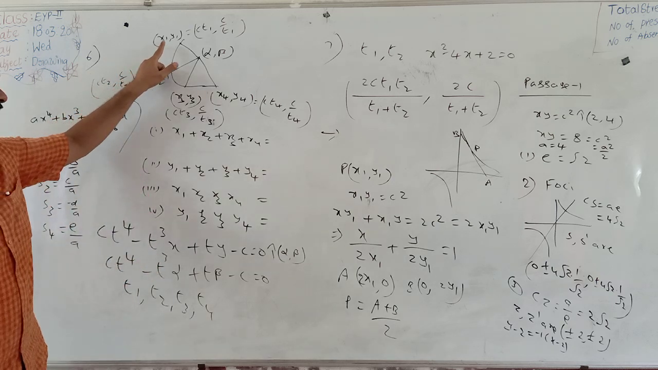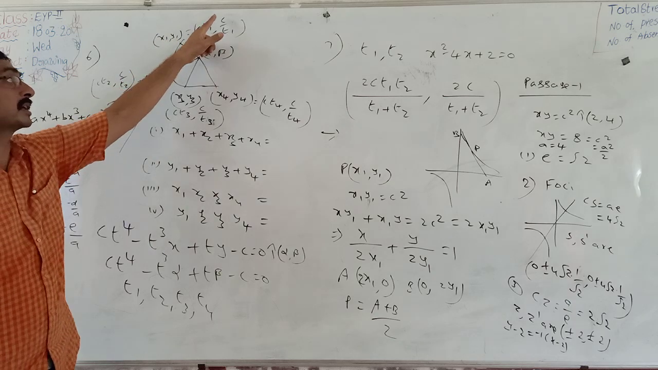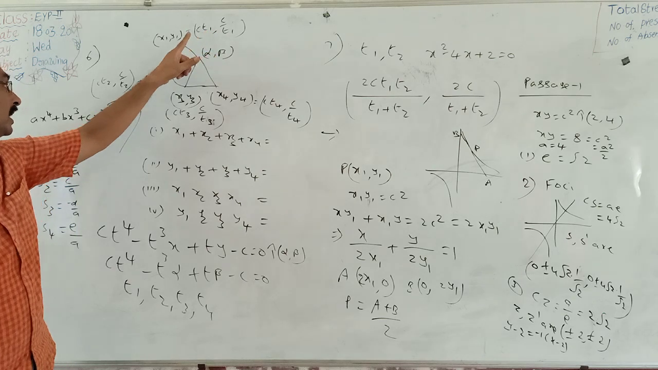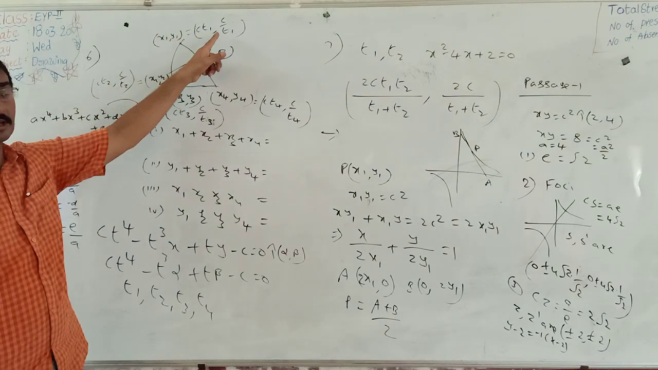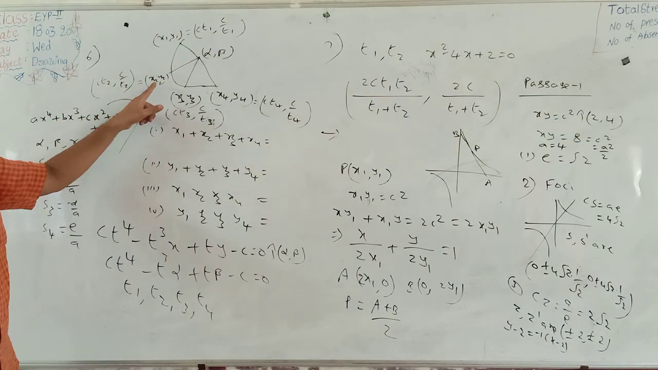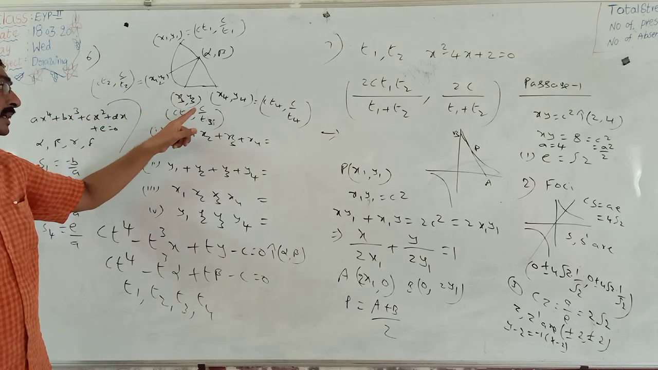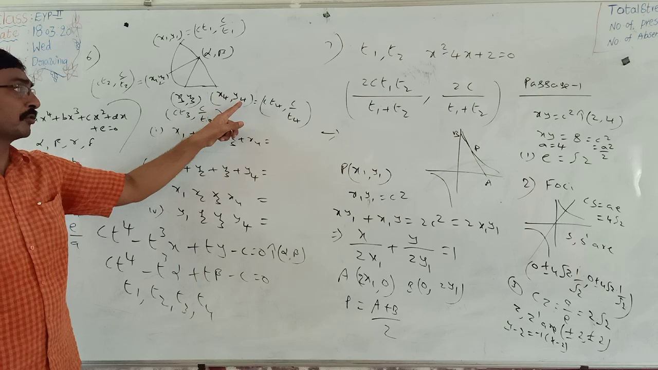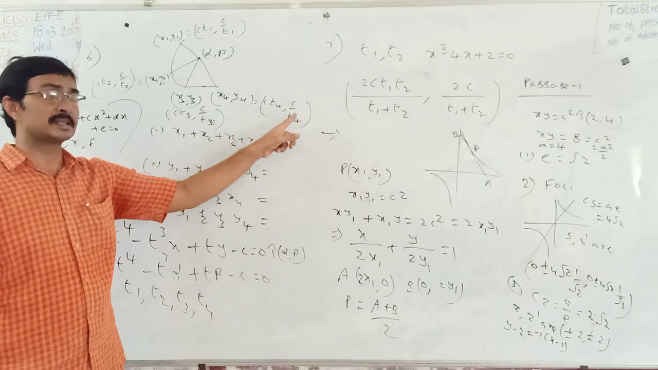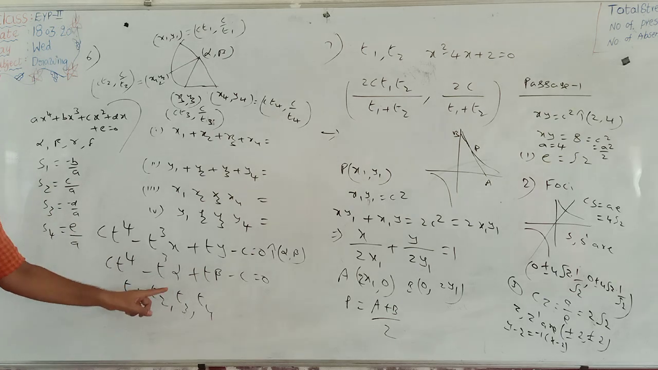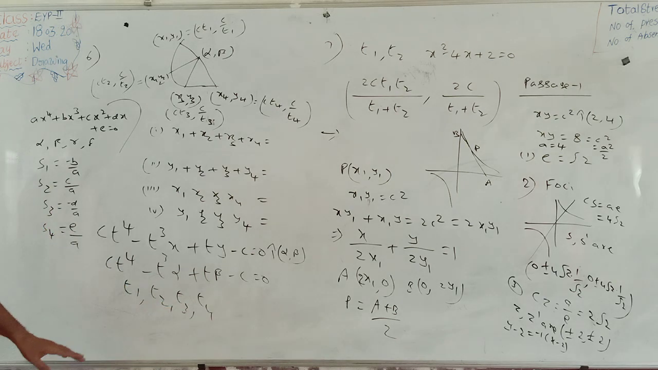If we assume (x1, y1) is (ct1, c by t1), these are parametric coordinates of the point on the rectangular hyperbola xy = c squared, (x2, y2) is (ct2, c by t2), (x3, y3) is (ct3, c by t3), (x4, y4) is (ct4, c by t4). Then the roots of this one are t1, t2, t3, t4.